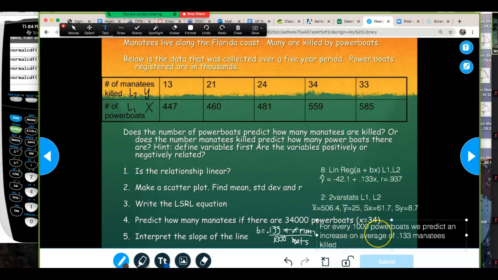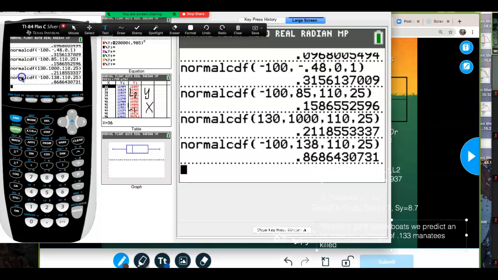Another way to write that, you can write the x value last. So write the y value first and the x value last. For example, we predict an increase on average of 0.133 manatees killed per every 1,000 powerboats registered. And that's a little more direct because that's like writing miles per gallon or something like that. If you have miles per gallon, then you say the per second.